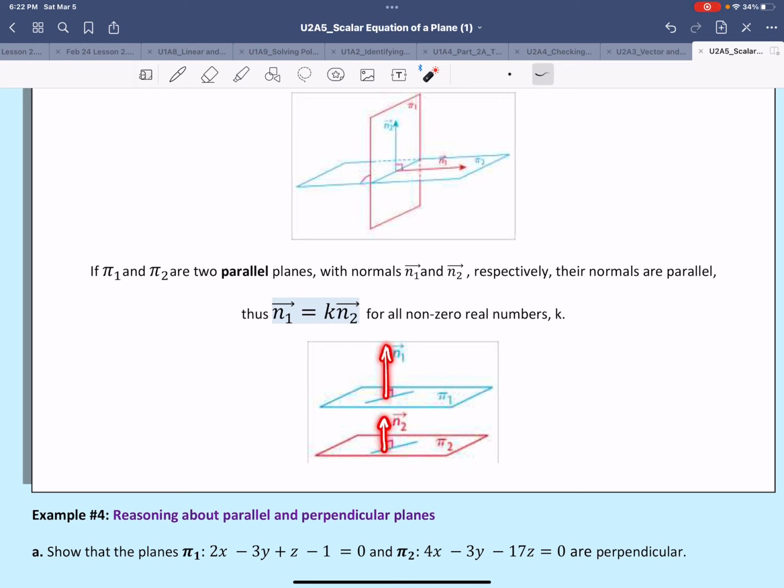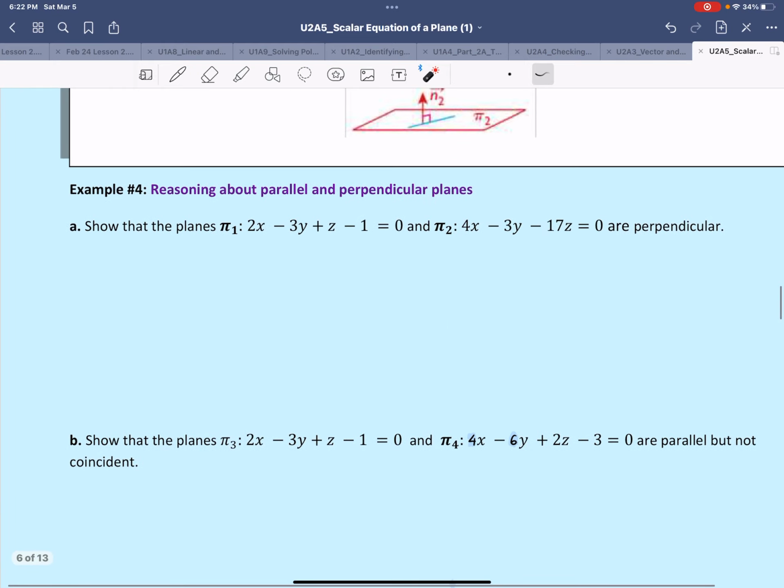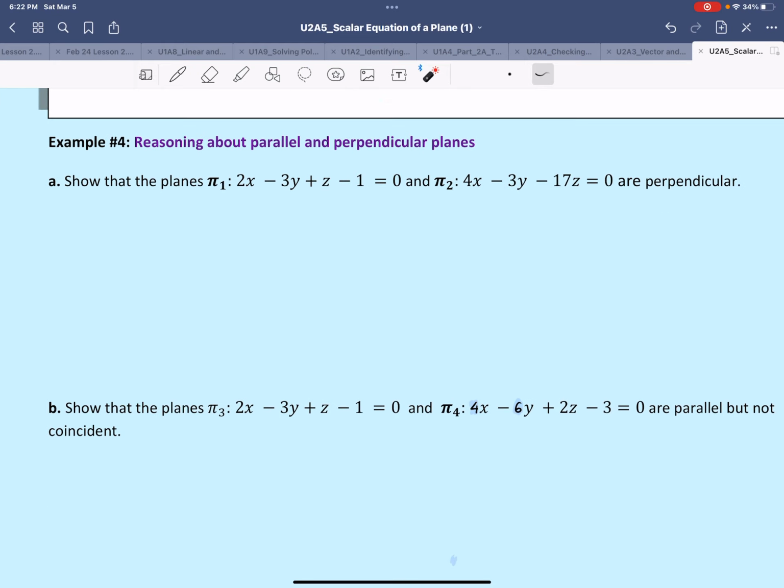And if two vectors, or these two normals, are parallel to each other, that means they can be expressed as scalar multiples of each other. So if we want to prove that two planes are parallel, it's enough that we prove that the normals are scalar multiples of each other. So we're going to take a look at example 4 first.